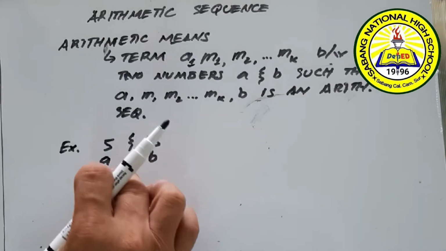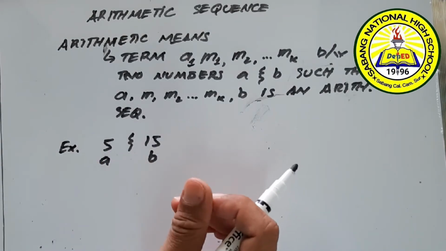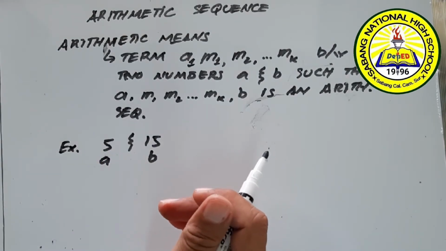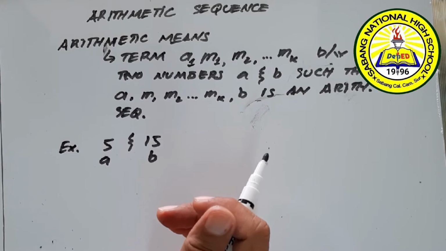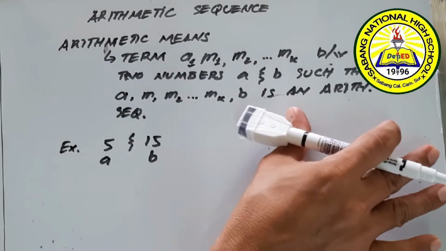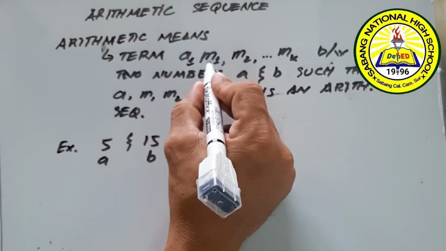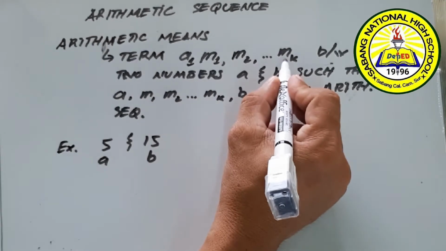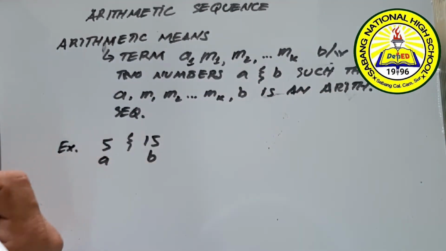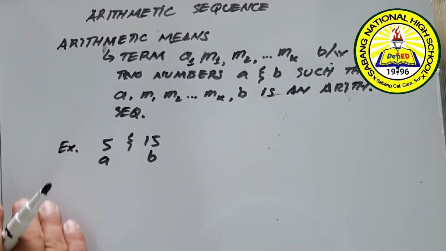So we are going to insert numbers in between A and B that will make the series an arithmetic sequence. It does not necessarily mean that we are just going to insert 1. Sometimes we are going to insert 2, or 3 numbers in between those two numbers. That is why we have m sub 1, m sub 2, until m sub k, for whatever number of arithmetic means we want to insert in between those numbers a and b.